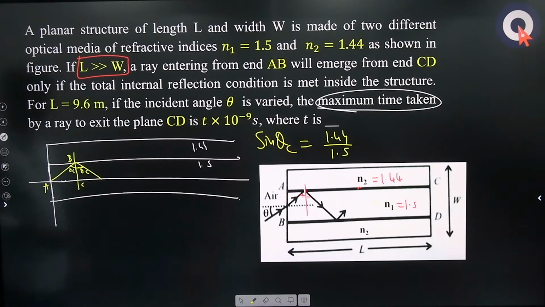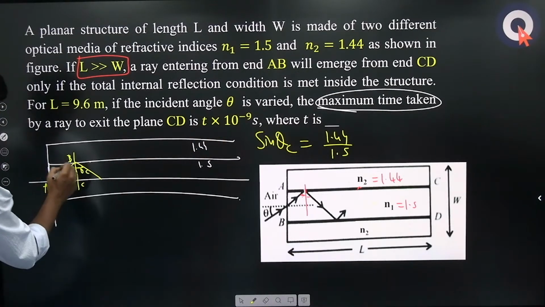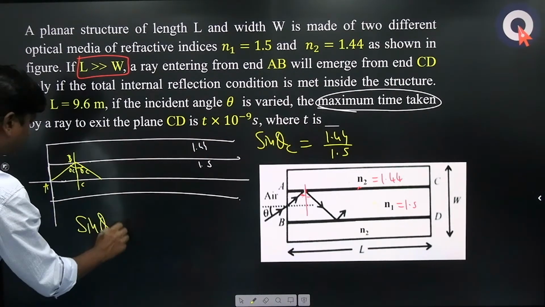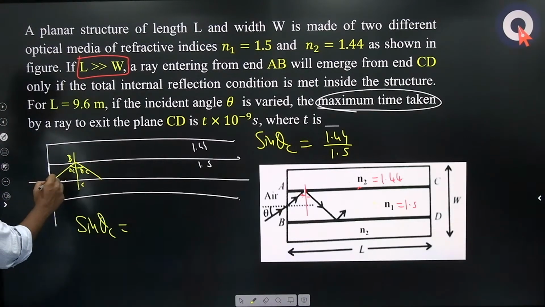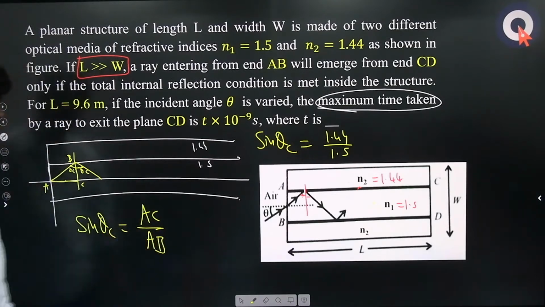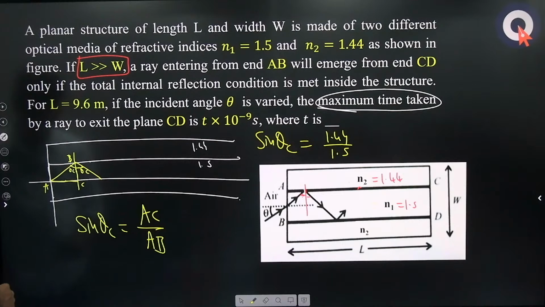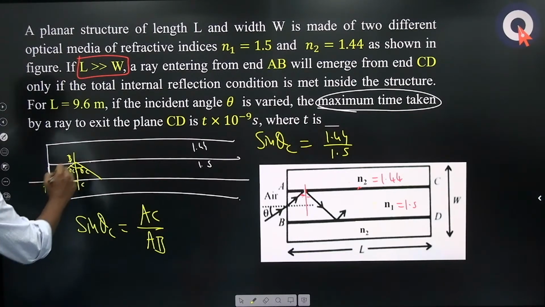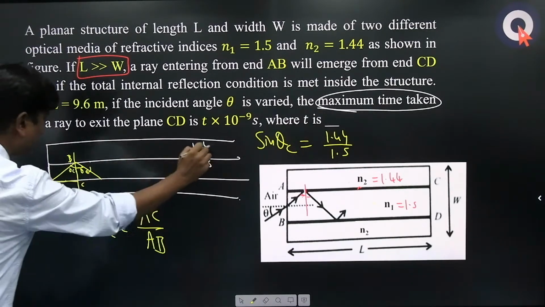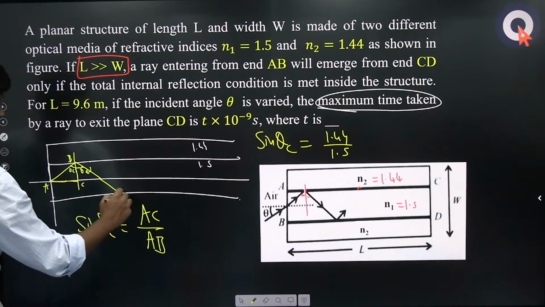And in this, sine of theta C, which is that one. So in this triangle ABC, what is sine of theta C? Sine of theta C is AC by AB. Means actually the distance traveled is AB. AB is the distance it is traveling. And after that it will travel like this, like this, like this. Okay, it can be traveling like this.